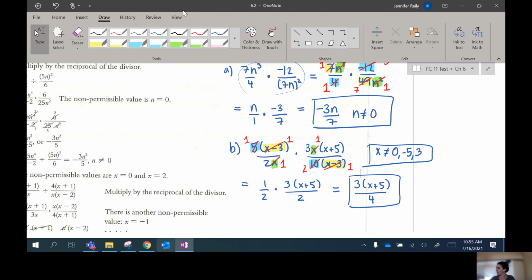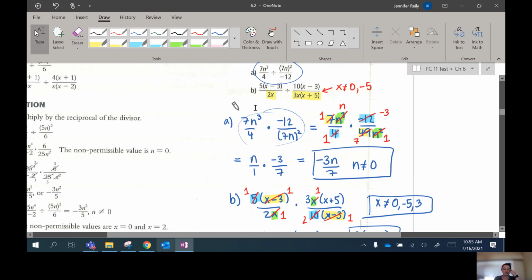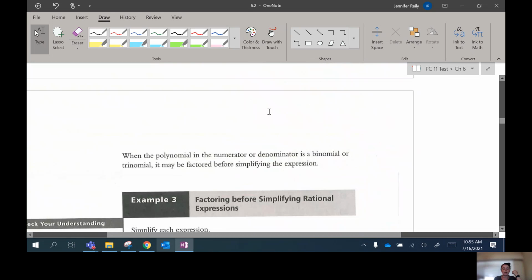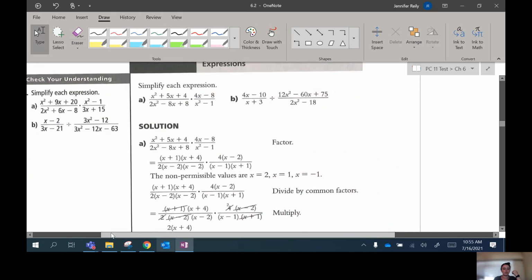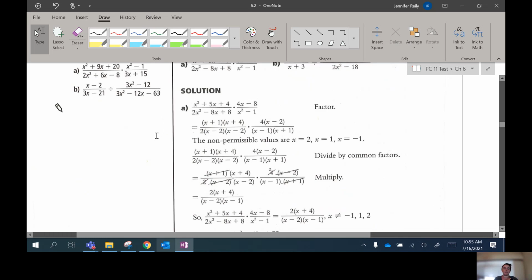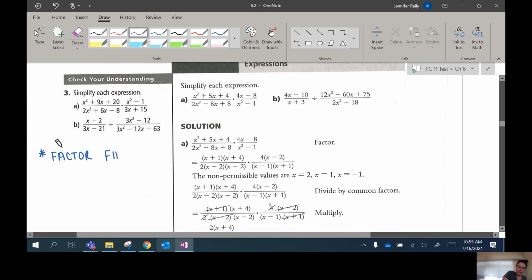Okay, let's go to the final questions, which are going to be where we actually have to do some factoring. So these ones, the questions were actually factored already for us. In the next example, we're going to have to factor first, and then we can simplify. So I'm going to do check your understanding 3A, and then you guys can try 3B on your own if you feel like you need more practice. You can also look at these ones here that are done for you as well.